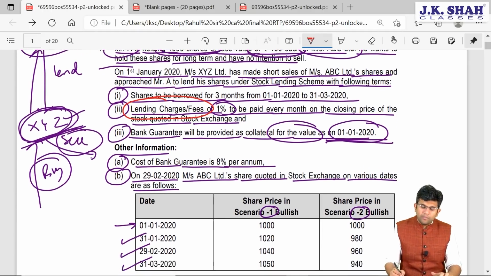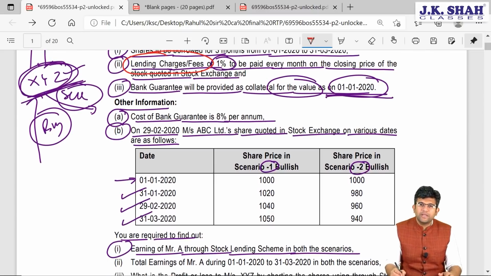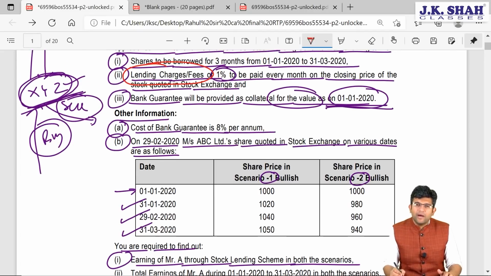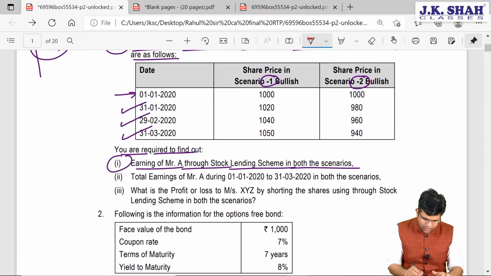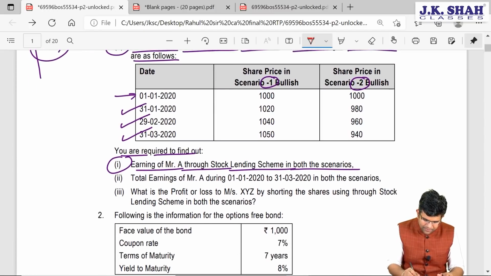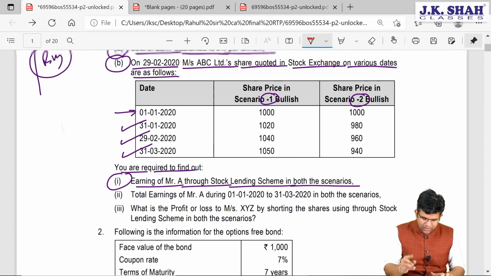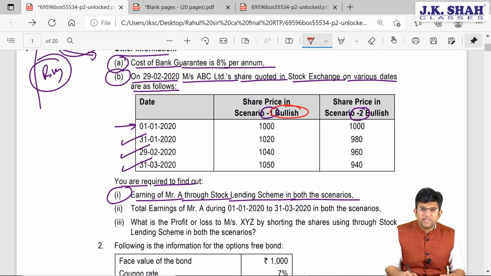So now under both circumstances, under both scenarios, we have to calculate what will be the lending charges that Mr. A will be earning, yes, at the end of every month. That is what they are asking you here. What is the earning of Mr. A through stock lending scheme under both scenarios? So now let us do the calculations and see. Children, first of all, let us talk about the bullish scenario.